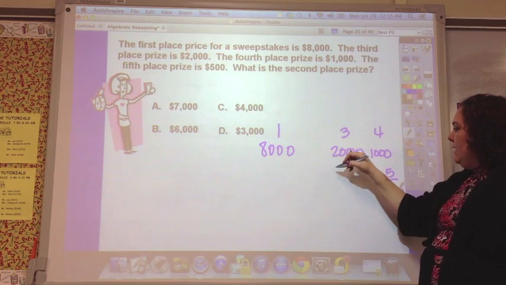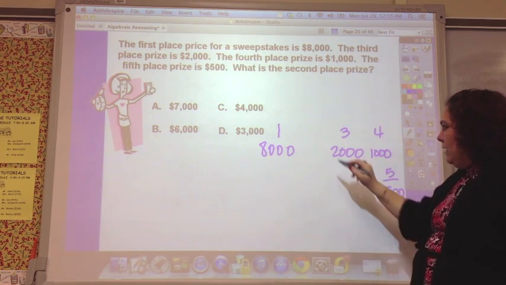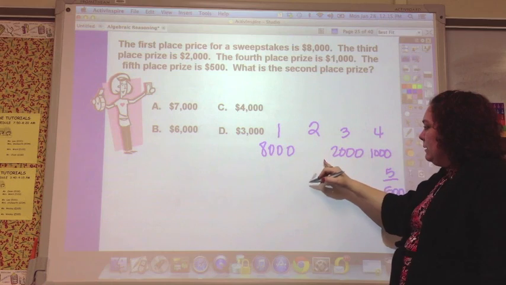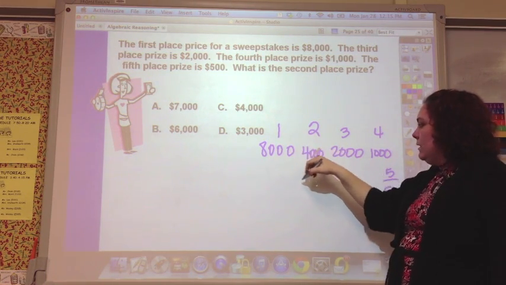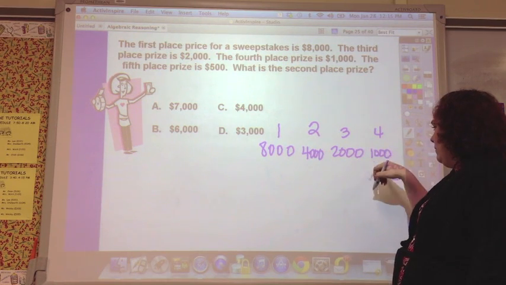So what's happening to each one of these? It's going in half. So the second place prize would be $4,000, would fit in there. Because this is divided by 2, this is divided by 2, divided by 2, divided by 2.